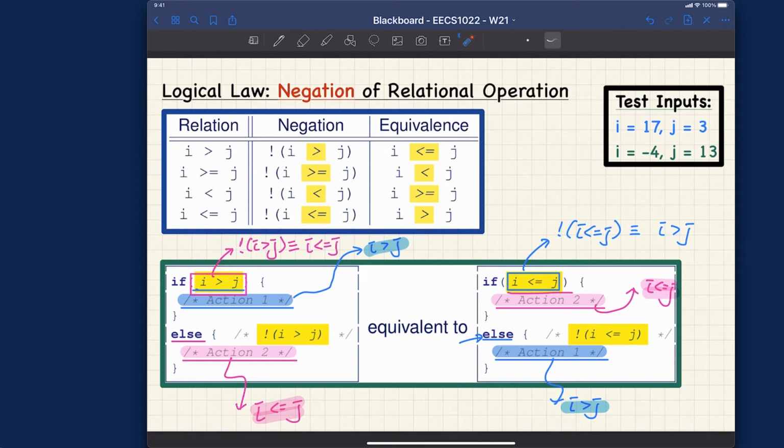I actually got over here 2 test cases for you. I'm just going to do one of them, and then the other one I'll leave for you as an exercise. Let's say I is 17 and also j is equal to 3. All right.